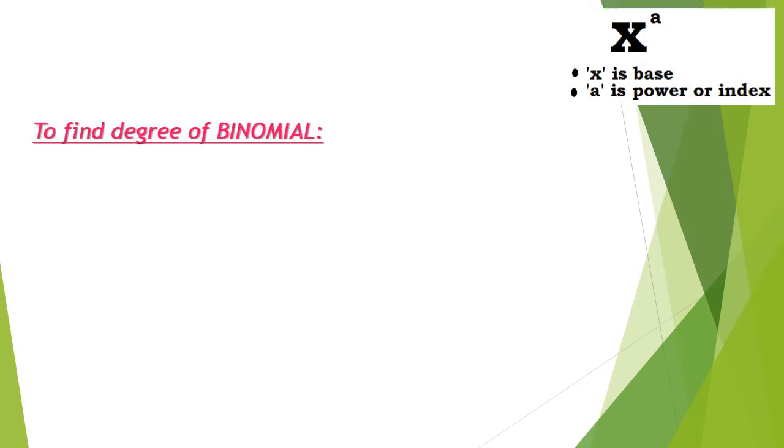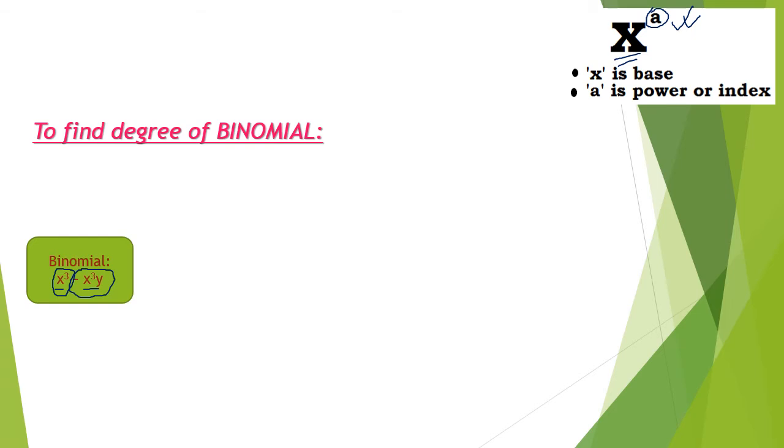To find the degree of binomial, the same thing will be shown here. This is the power and this is the base. X is the base and a is the power. We have to consider variable and their power only. Now this is an example which you have already seen, and this is the example of binomial. It has two terms, and let's divide this binomial into two monomials, isn't it? If we consider only x cube, then it is a monomial, and if we consider only minus x cube y, then it is also a monomial. So there are two monomials.